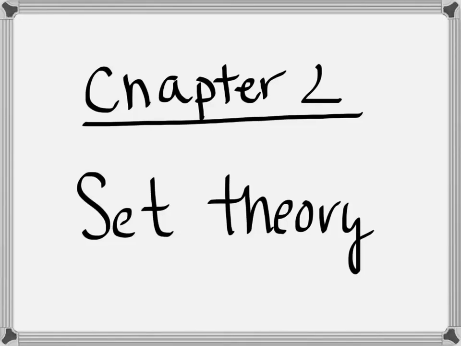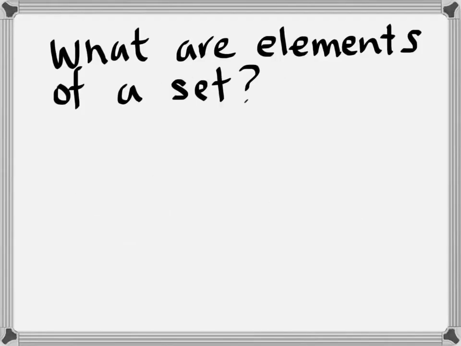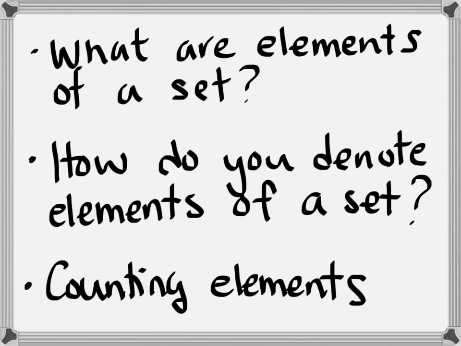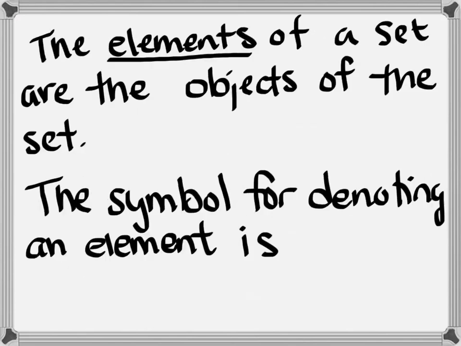Today we're going to continue talking about set theory. In particular, we will talk about what elements of a set are, how you denote elements of a set, and counting elements. As we discussed last time, the elements of a set are simply the objects in that set. The symbol for denoting an element is given below, and it sort of looks like a little E.